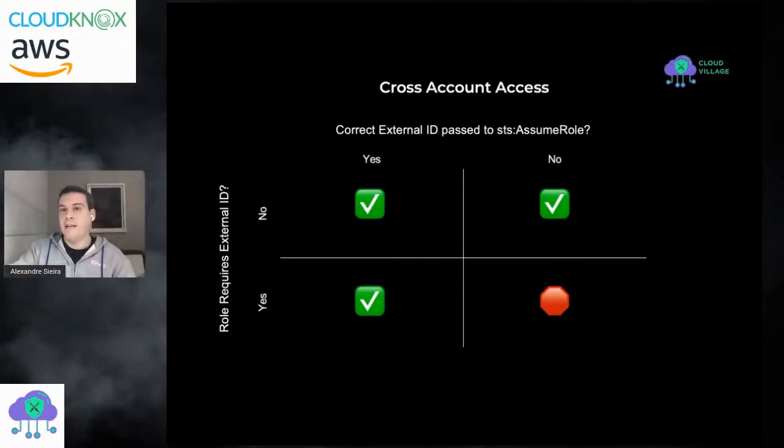You need to check that you can do the assumed role with the external ID, but you also need to check that you cannot, that it fails if you do not provide the external ID. That's the only way that you can be sure that the customer really wrote the trust policy correctly with the condition there. So you need to check those two things, and that's very important.